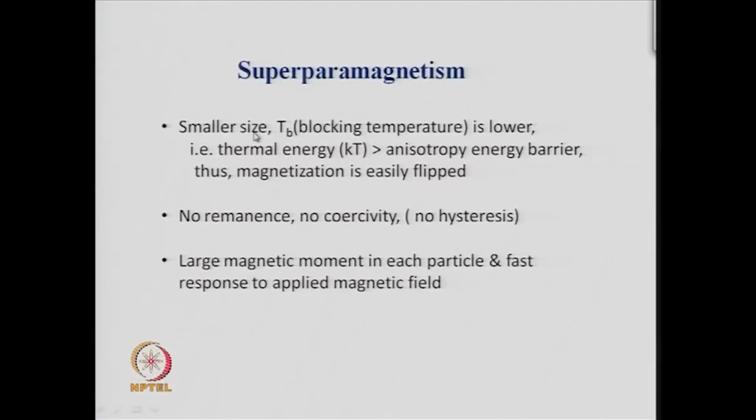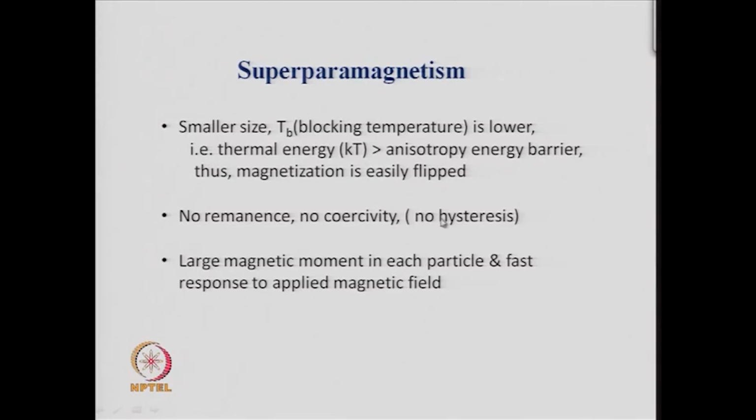So, the smaller the size, the smaller the blocking temperature, and this is actually due to the fact that the thermal energy is much larger than the anisotropic energy barrier, that is U we discussed, and the smaller the size of the particle, this U will become even smaller, and thus magnetization will be easily flipped. So, the blocking temperature gets lowered with the size of the particle.